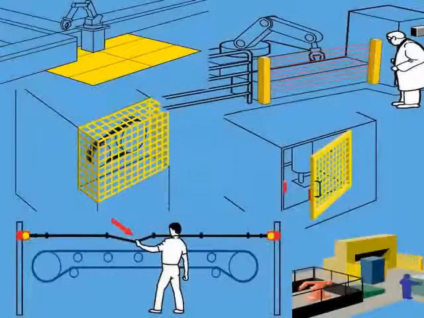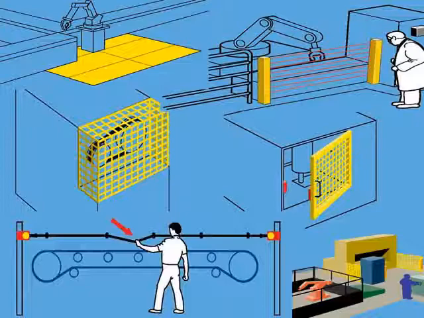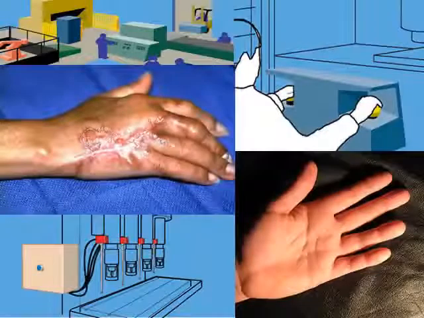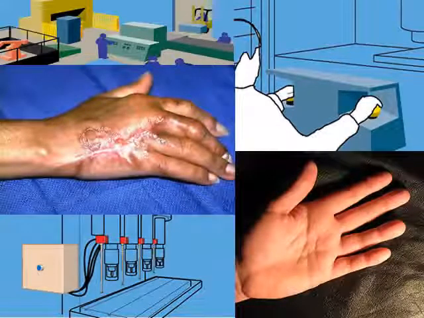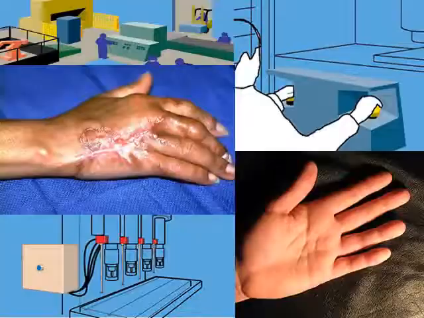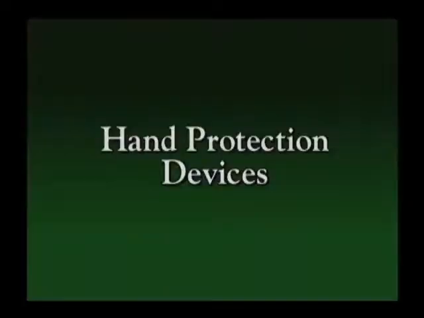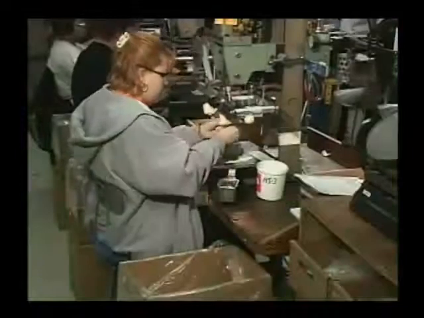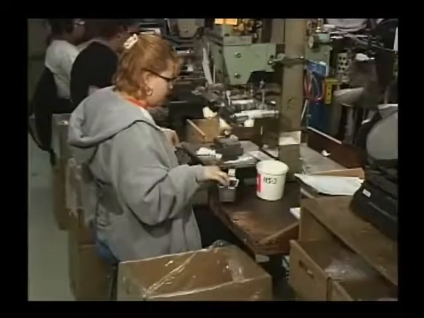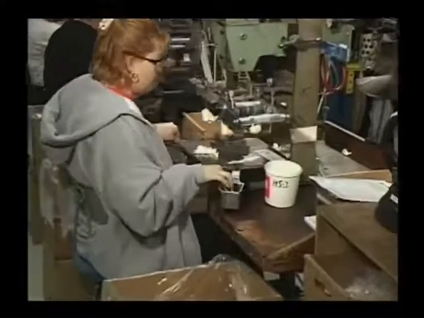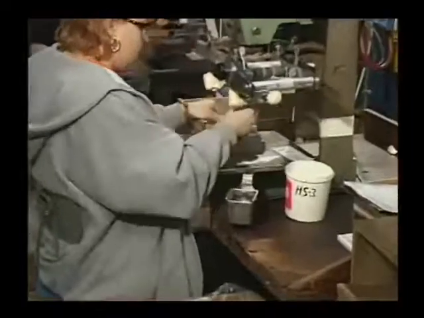The safety devices that we have talked about so far protect all parts of the body, but there are other devices that have been designed to specifically protect the hands. These are used on machines where workers are directly exposed to hand and finger injuries. The simplest way to protect the worker's hands is to make sure that they are out of the danger area before the machine can start.